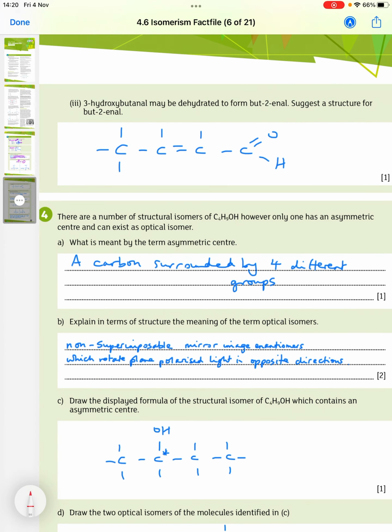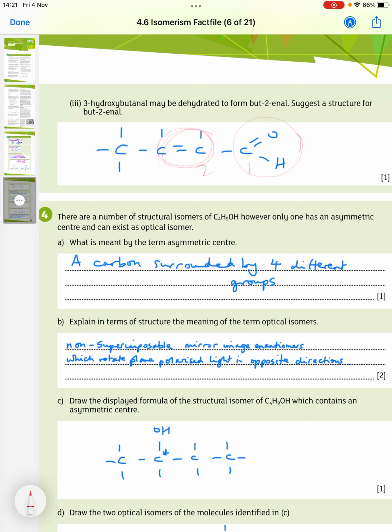3-hydroxybutanol may be dehydrated to form but-2-enal. Suggest a structure for but-2-enal. Well, there's only one thing really it can be. You've got your aldehyde group here, and then it's a 2-ene, so it's on the second carbon.